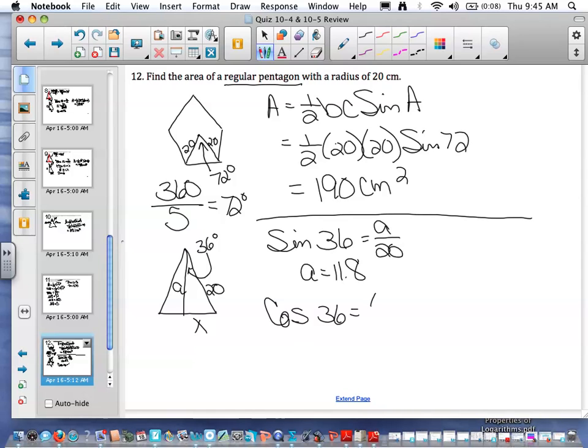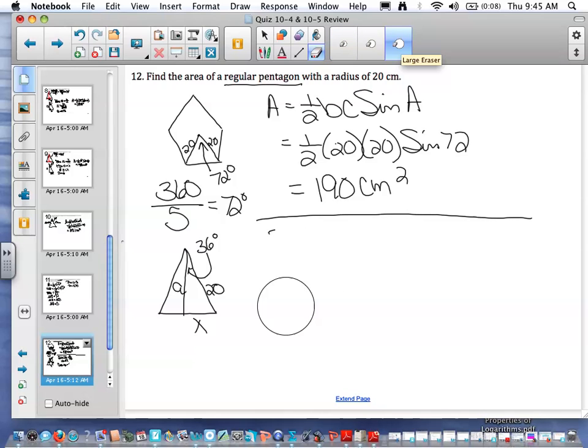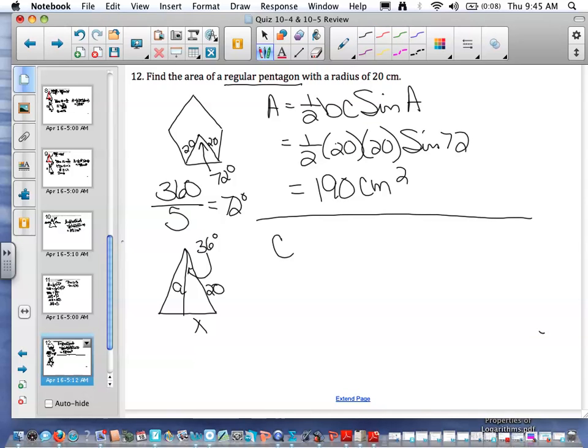I did that backwards. I'm sorry. Let's erase that. I have those backwards. I'm trying to hurry. Okay, first we'll get the apothem is cosine, that's the adjacent, cosine of 36 is equal to A over 20. So the apothem is going to be 20 times cosine of 36. A is going to be equal to 16.2.